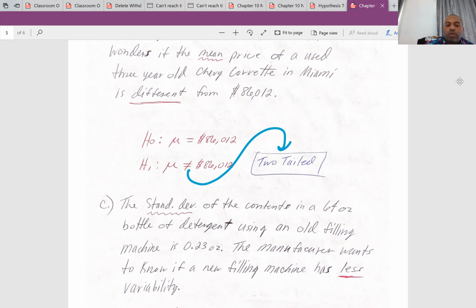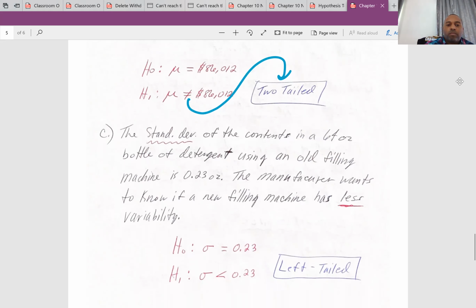All right, so this one we're using standard deviation, so that's why I use the standard deviation symbol here. That's what we're talking about. Notice in the first one we use P for percentage, the second one we use the Greek letter mu for the mean, and here we use sigma for standard deviation. Once again, equal to 0.23 is the number that we're comparing, and we use less than here, which is left-tailed.